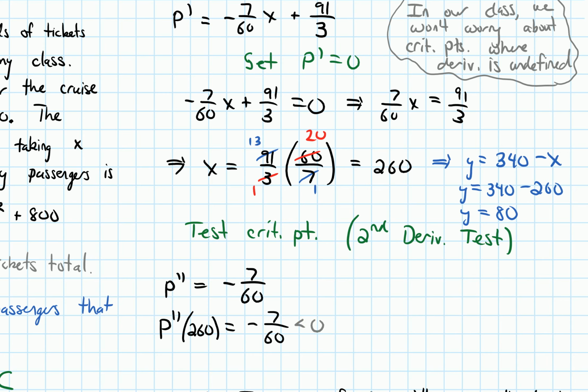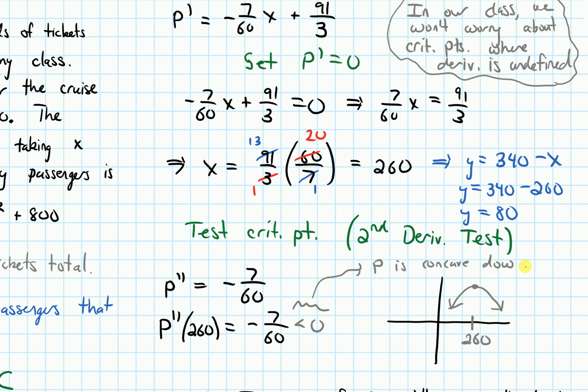And because it's negative, when I think about the graph, at this critical point where x is 260, our function needs to be concave down. So the fact that the second derivative is negative means that p is concave down. It's concave down at this critical point, and looking at the graph now, we can tell, oh, that means that there is a max at the critical point.